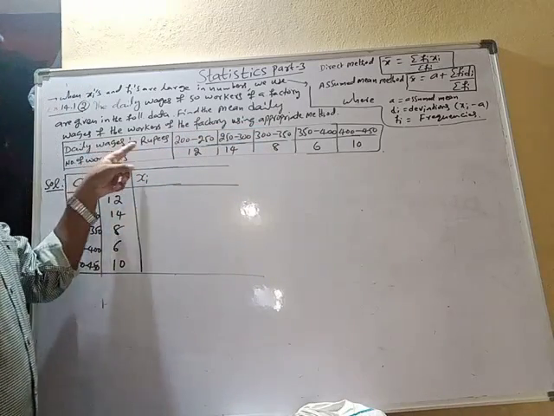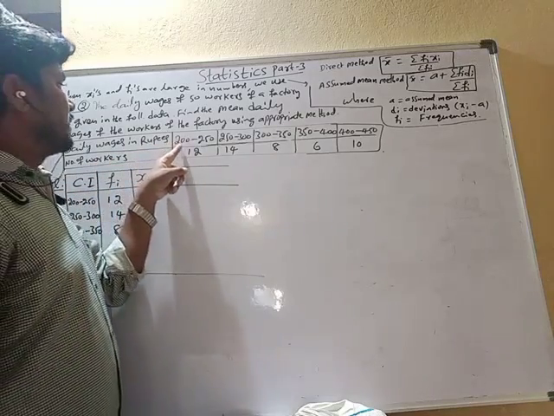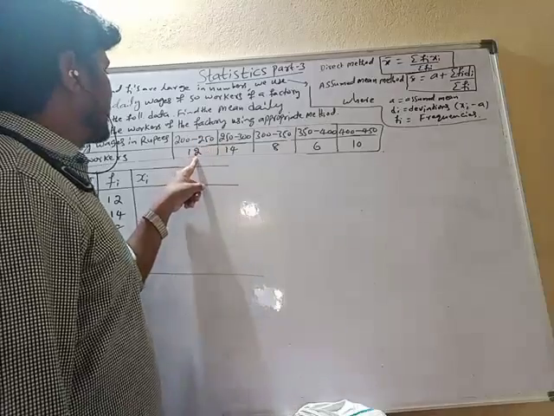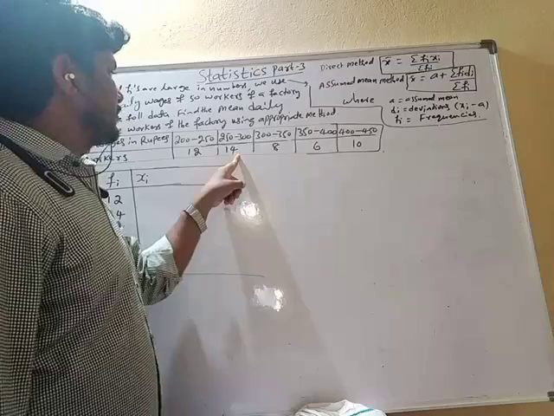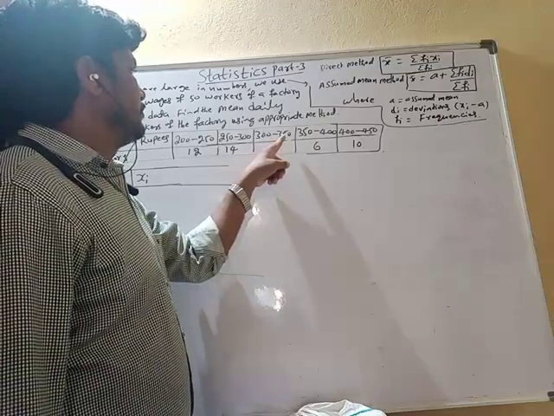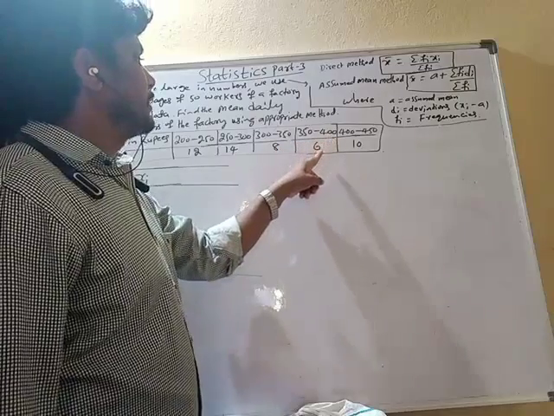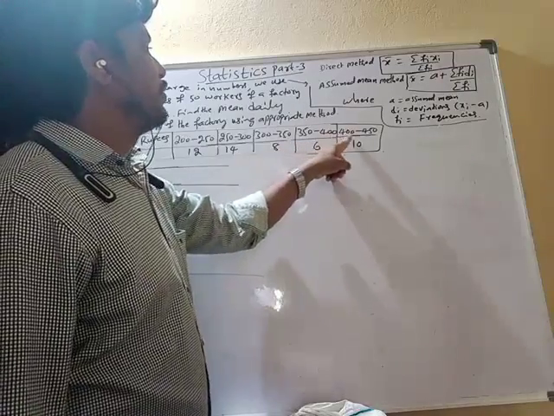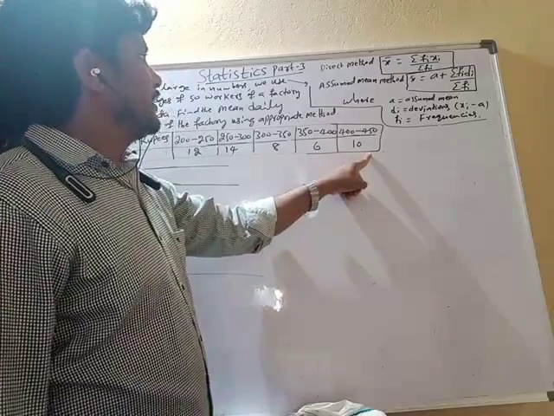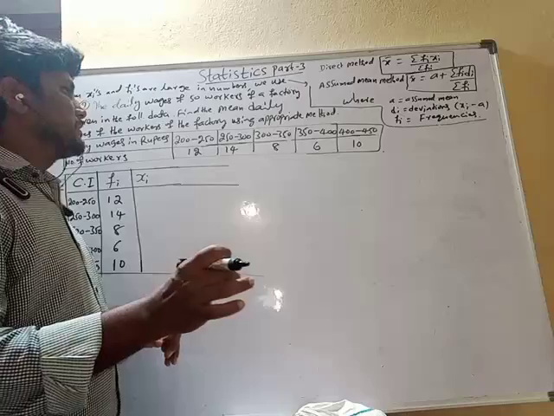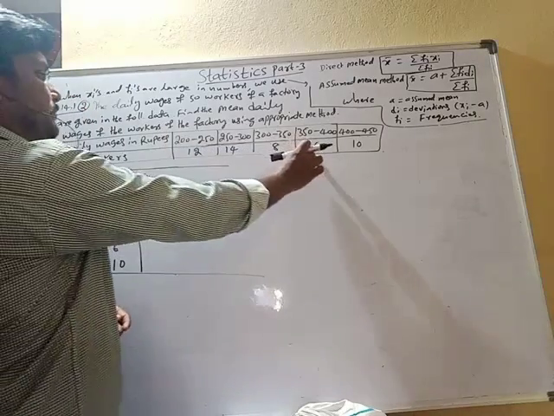Here the daily wages are given in rupees and the number of workers are also given. 200 to 250 rupees, number of workers is 12, and 250 to 300, number of workers is 14, 300 to 350, number of workers is 8, 350 to 400, number of workers is 6, and 400 to 450, number of workers is 10. We want to find the mean daily wages of a worker. Okay, this is the given data.